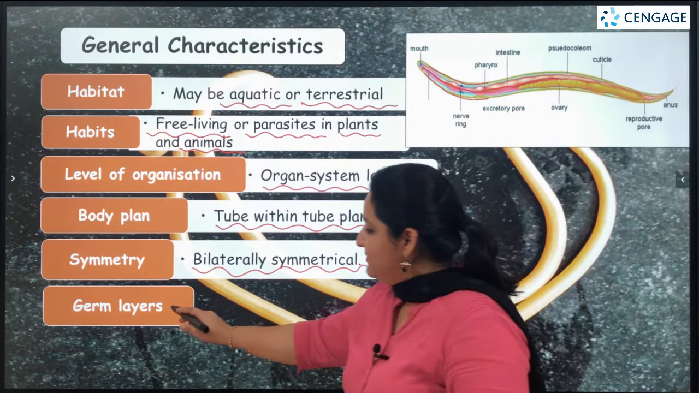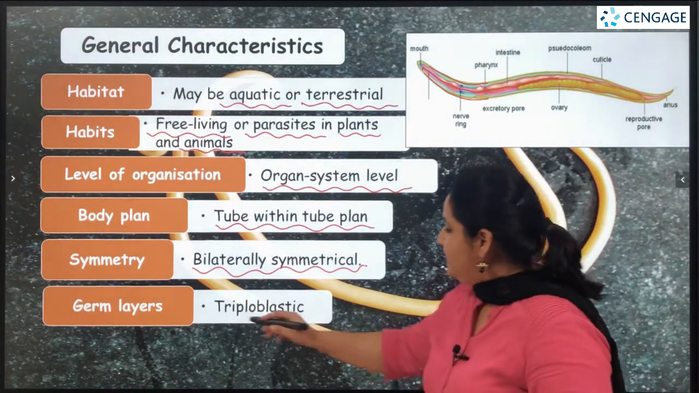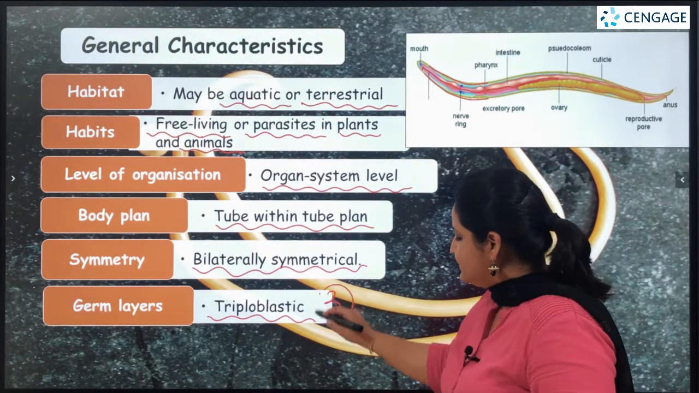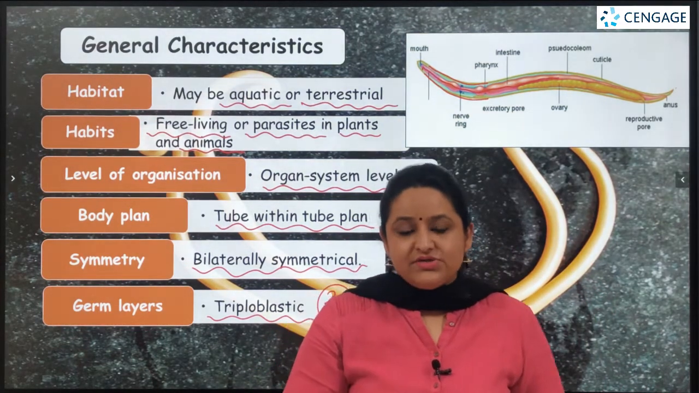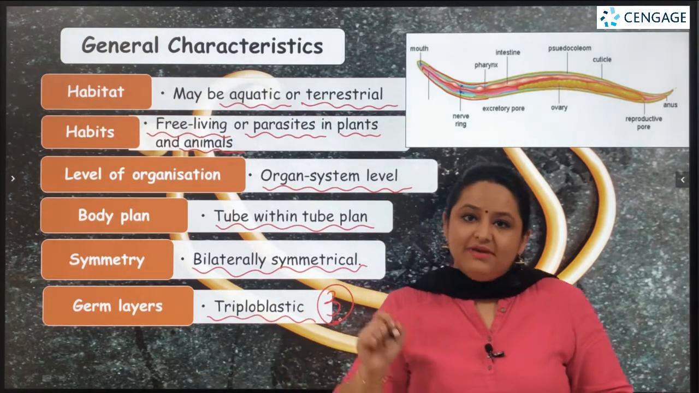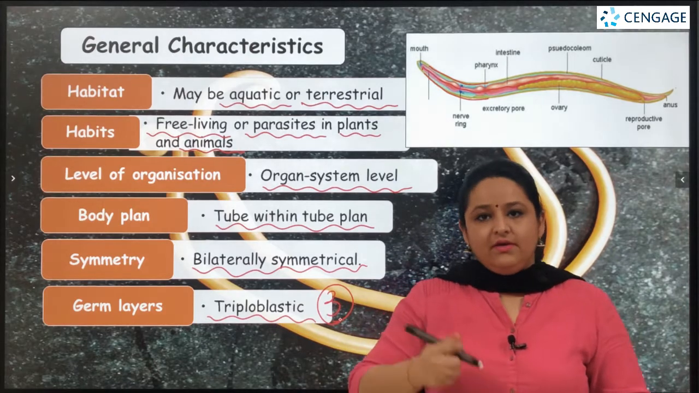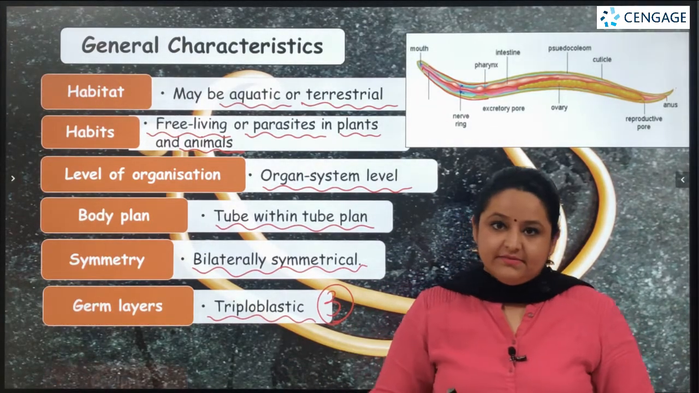Then the germ layers. We are also clear that these organisms are triploblastic. That means they have the 3 germ layers: the outer ectoderm, middle mesoderm, and the inner endoderm. All these 3 germ layers are able to form all the organs of the body. So the members are triploblastic.